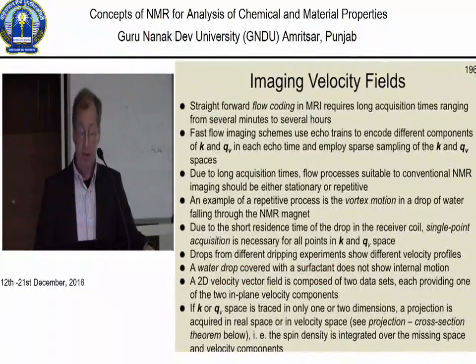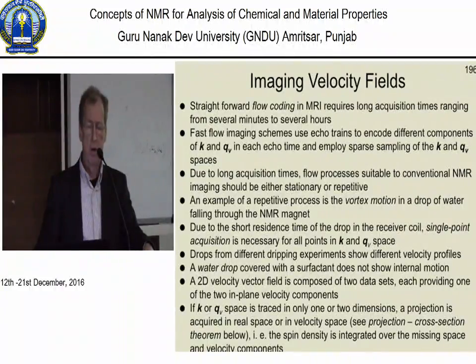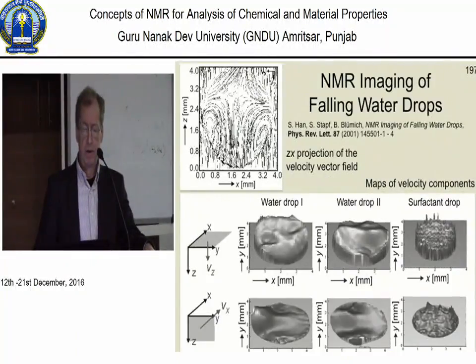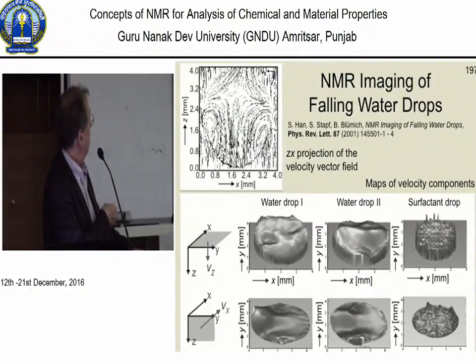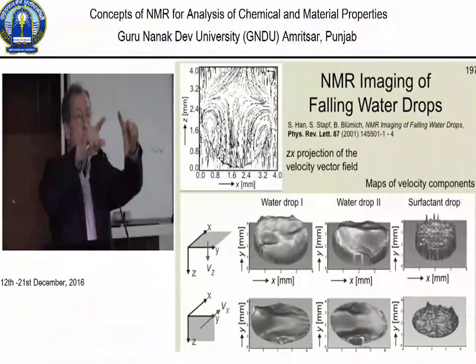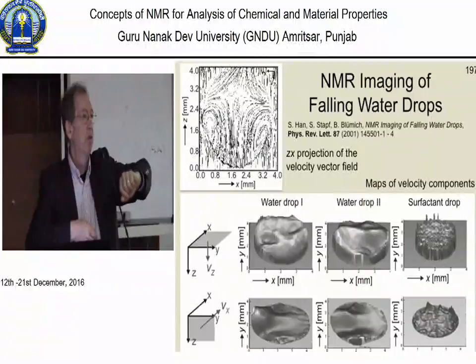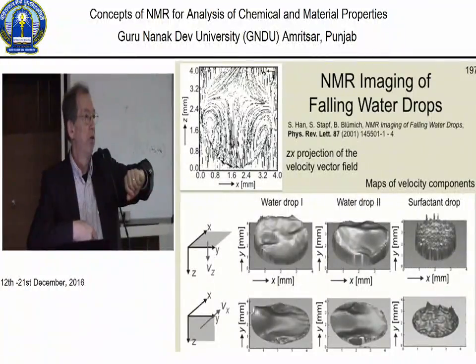Now suppose you master that, and one takes computer programs that can calculate for you, because to do it analytically is very difficult. You can arrive at things like this one, which is a velocity vector image. So you see a 2-dimensional plane, z and x, and you see vortices here, and these are rotations in a water drop that falls through the magnet. That happens when it rains.